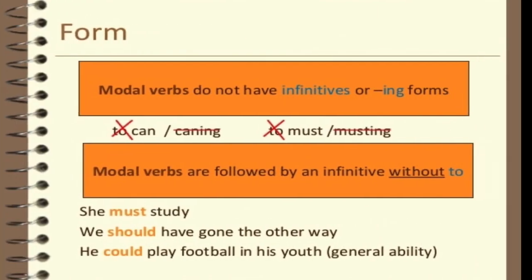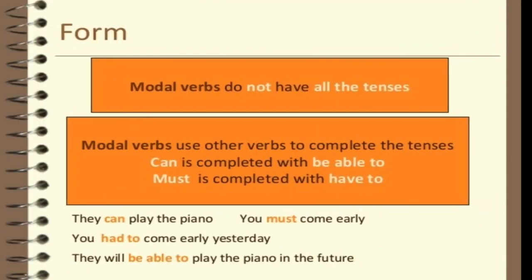Modal verbs do not have infinitives or ing forms. For example, we cannot make to can or canning, or to must or musting. Modal verbs are followed by an infinitive without to. For example, she must study, or we should have gone the other way. He could play football in his youth. That's a general ability.